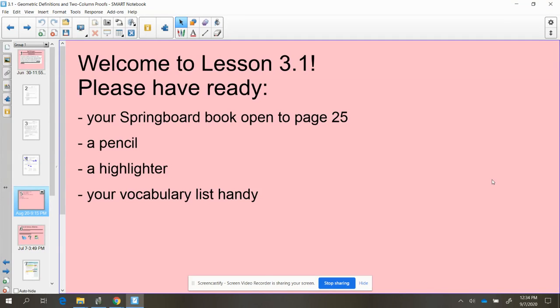Hi everybody, today we are going to move into lesson 3.1 and we're going to be starting on page 25. You're definitely going to want a pencil and a highlighter handy.